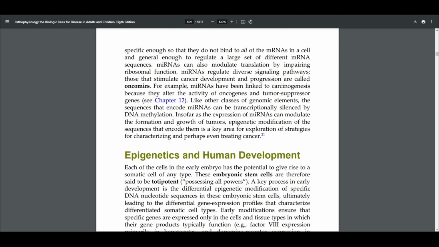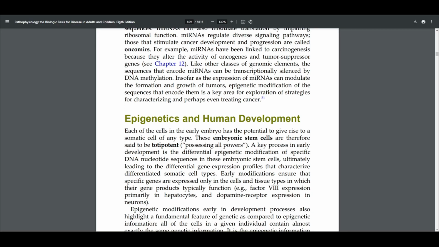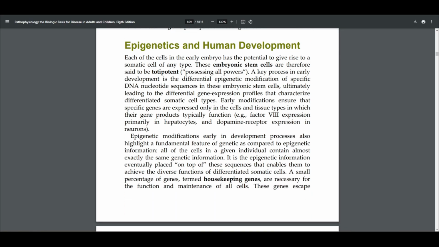Like other classes of genomic elements, the sequences that encode microRNA can be transcriptionally silenced by DNA methylation, insofar as the expression of microRNA can modulate the formation and growth of tumors. Epigenetic modification of the sequences that encode them is a key area of exploration of strategies for characterizing and perhaps even treating cancer. Now, epigenetics and human development.